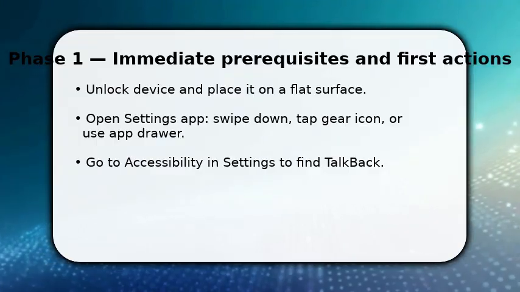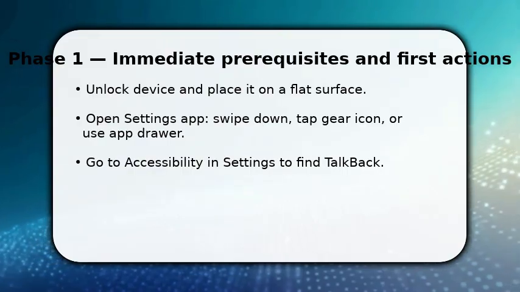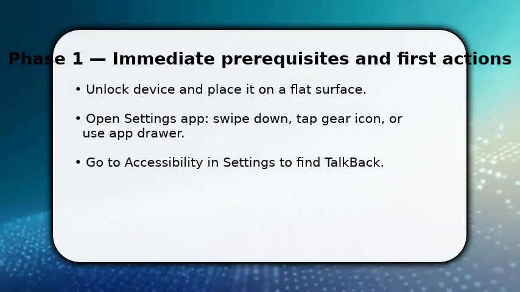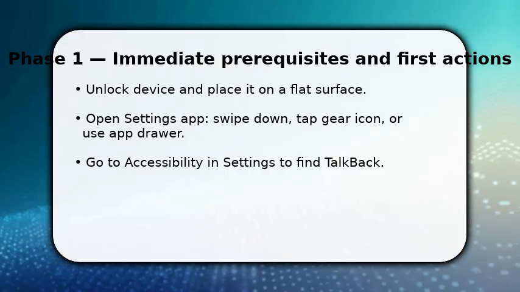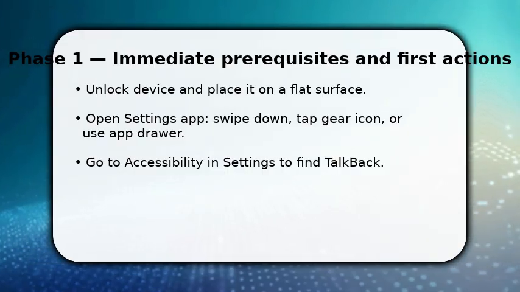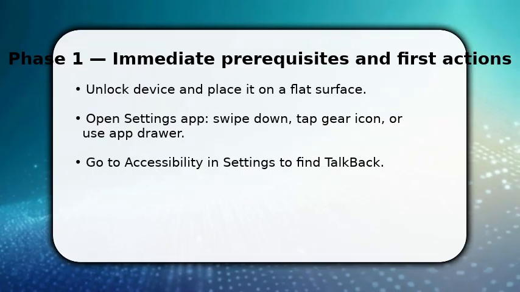You're starting now. Unlock the phone and open settings. If the screen is locked, swipe up and authenticate. Once inside settings, scroll to accessibility. This is where Talkback lives. Make sure your hands are steady.